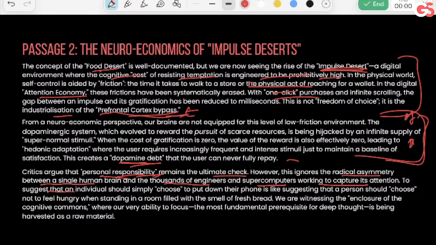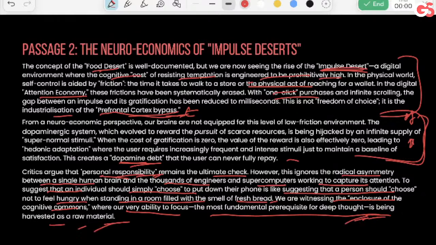Suggesting that an individual should simply choose to put down their phone is like suggesting that a person should choose not to feel hungry when standing in a room filled with the smell of fresh bread. We are witnessing the enclosure of the cognitive commons, where our very ability to focus, the most fundamental prerequisite for deep thought, is being harvested as a raw material.